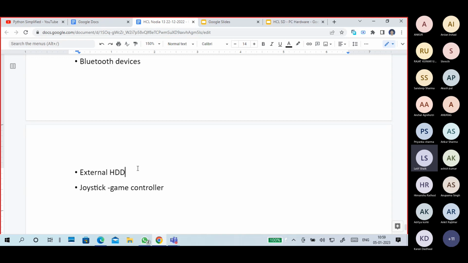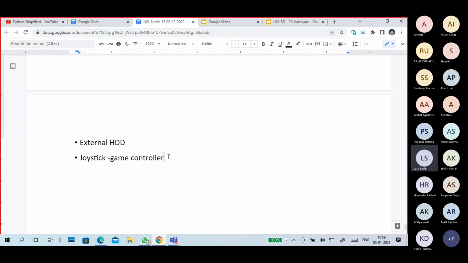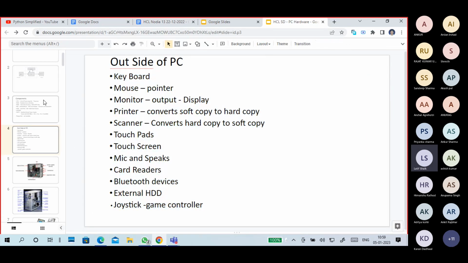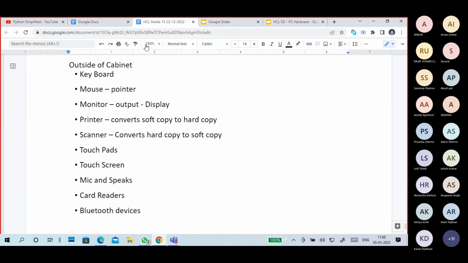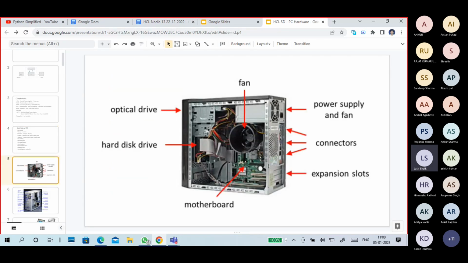Joysticks, you know, are gaming controllers. So not only through keyboard input, you can also use a joystick to play games. These are also input devices. So these are the components of a PC; some are internal components, some are outside of a PC. I think you got the point, guys.